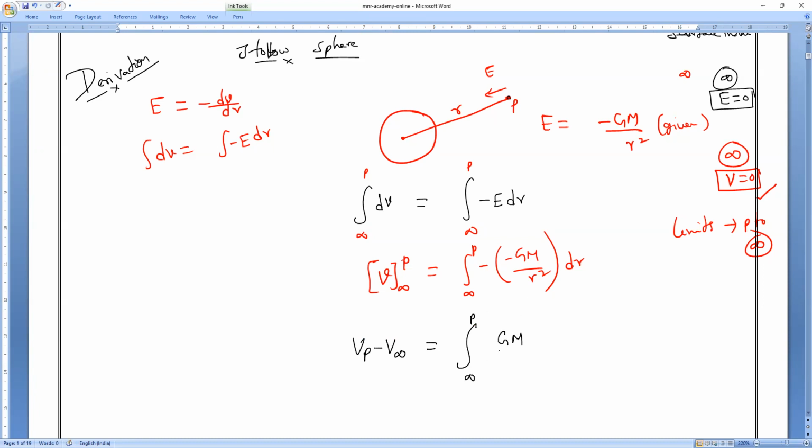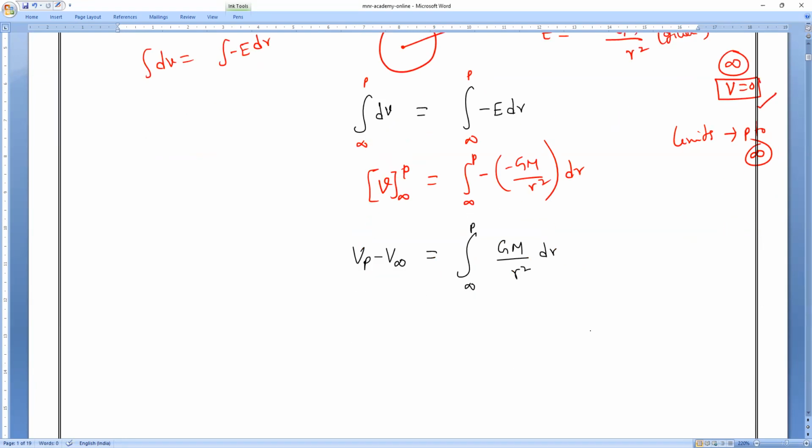So it will turn up into what? Gm by R square. Am I right, everybody? Please respond, guys. Everyone, clear? All of you? Now, can you tell me at point P from the center, what is that actually? P is equal to what? Up to that point, what is that actually?